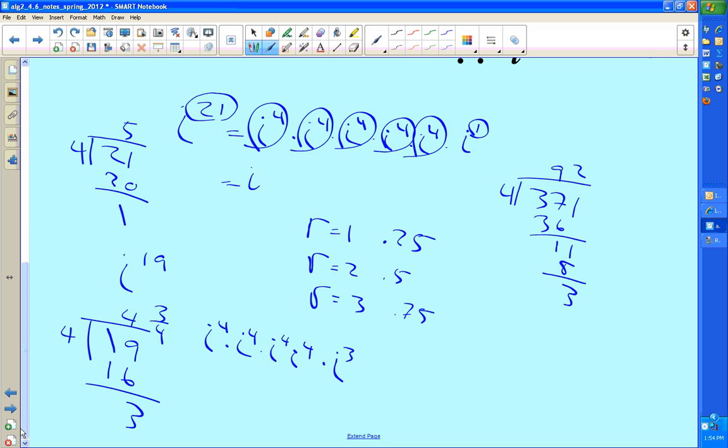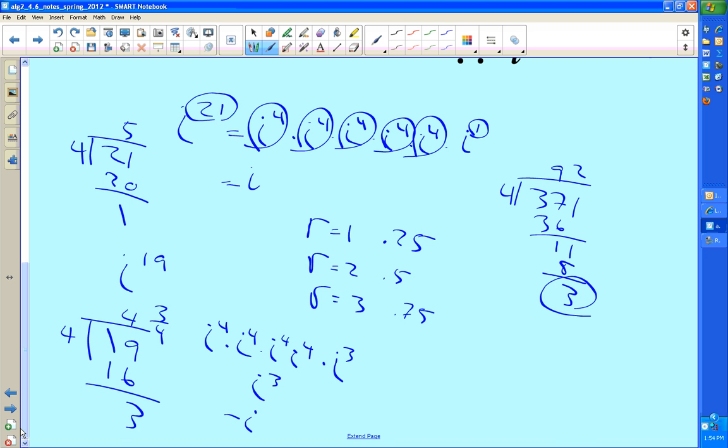1 times 1 times 1 times 1 times i to the 3rd is equal to i to the 3rd. But what is i to the 3rd? Negative i. Okay? We don't care about the 4. We don't care about the 92, because all that is 92 ones. When you multiply them together, it's 1. The remainder is our key. What's the remainder? It's 3. That means this is equal to i to the 3rd, or negative i.